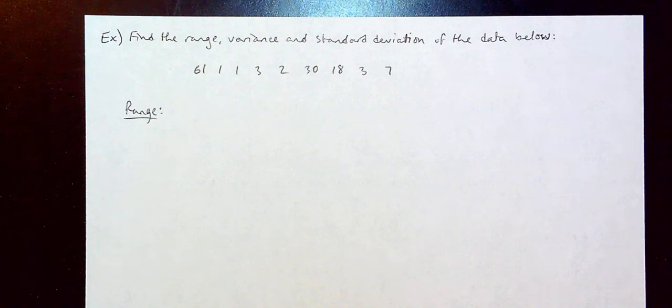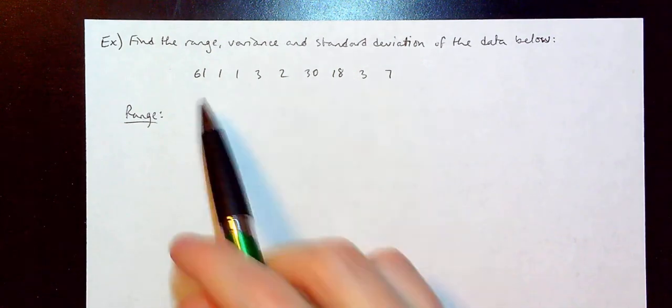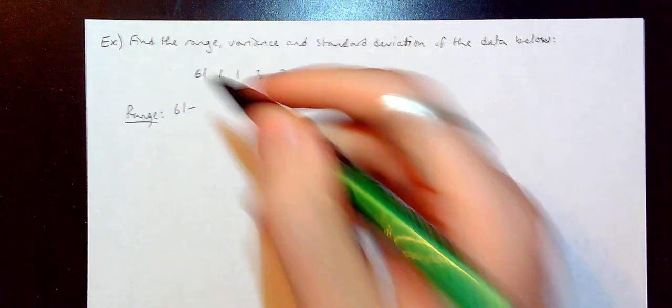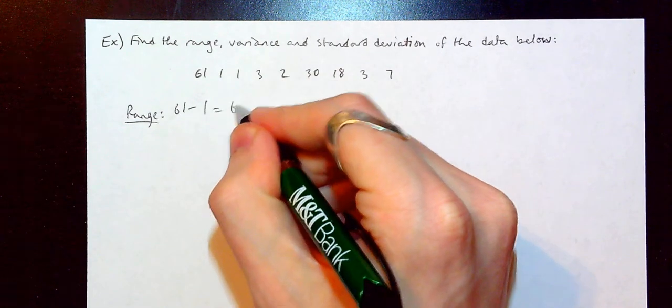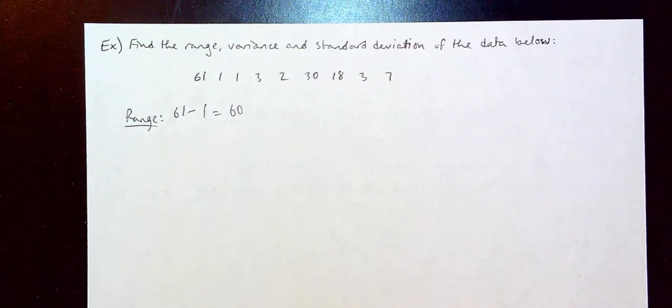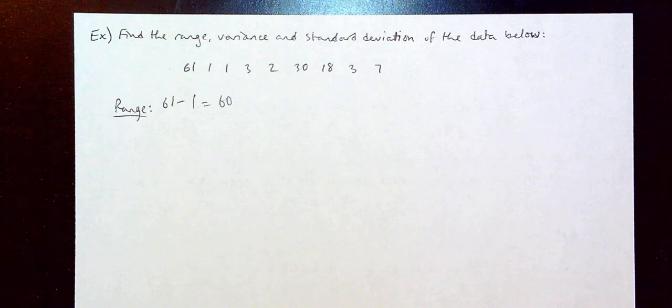You simply have to identify the largest and the smallest value in your data set, and then you take the difference. So the largest number in here is 61. The smallest value in here is 1. 61 minus 1 is 60. That's the range of this data set here.